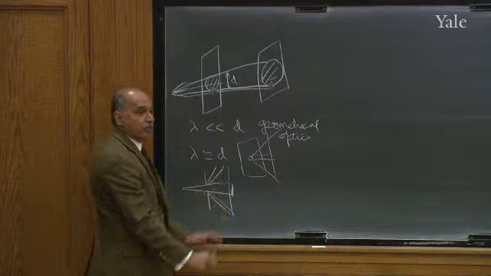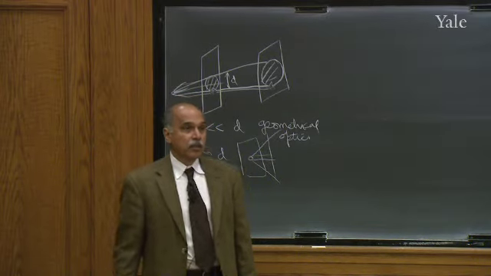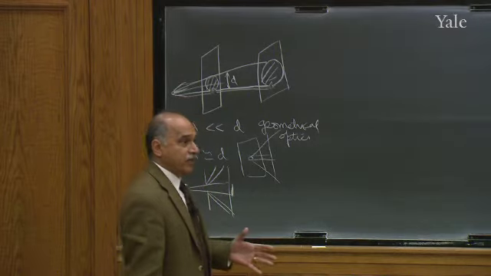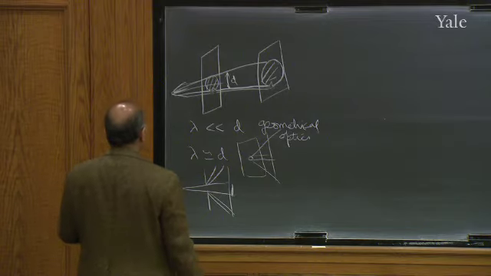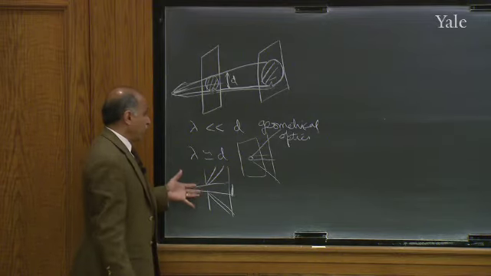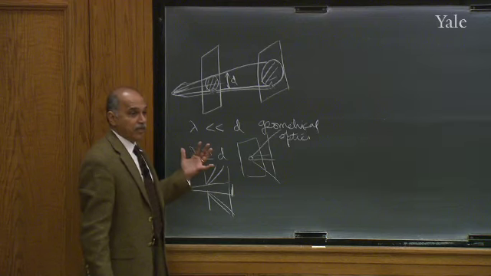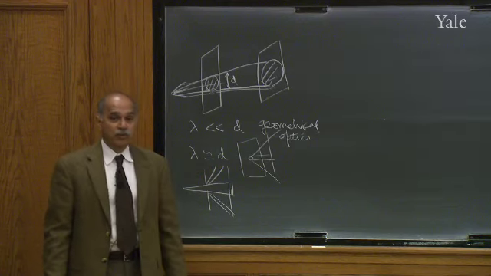You're not going to get that from geometrical optics. But in order to realize that, you will have to deal with apertures small, comparable to the wavelength of light. And wavelength of visible light is 5,000 angstroms, which is very small. So it wasn't known for a while.